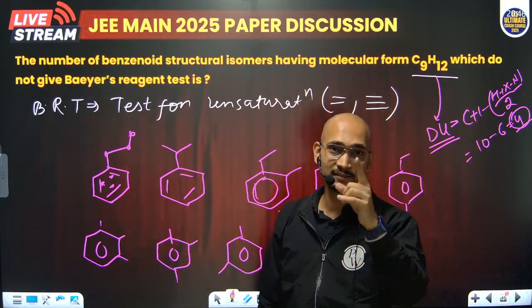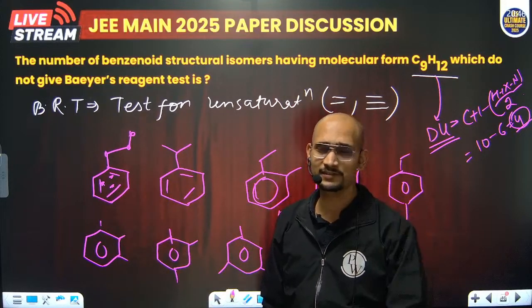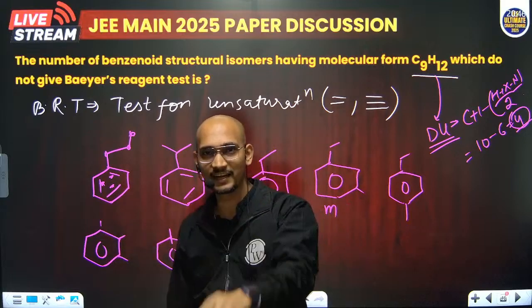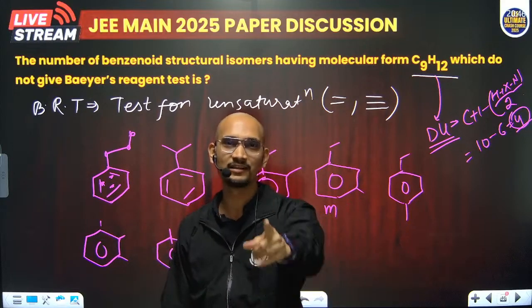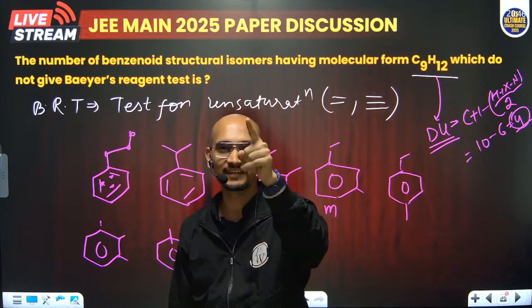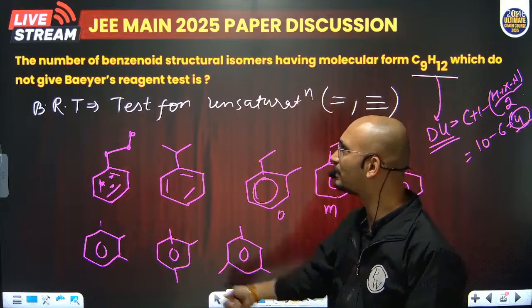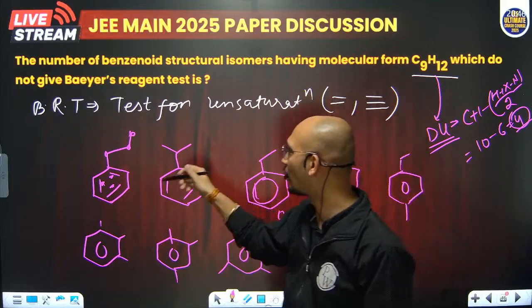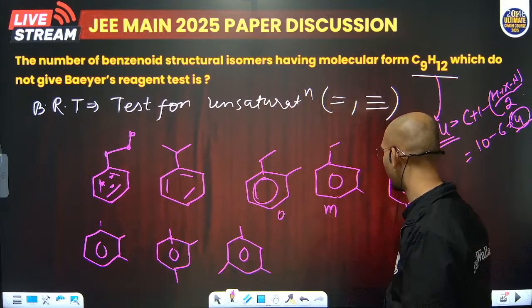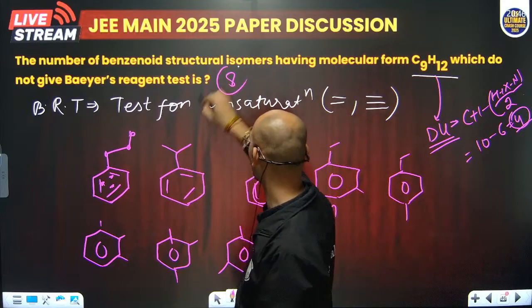Anyways, benzene ring is very stable, and it does not give any addition reaction, and if it does not give the addition reaction, it will be neutral to the Bayer's reagent test. So what we can say, all of them will not give the Bayer's reagent test. So how many of them are there? 1 2 3 4 5 6 7 8. So answer will be 8.